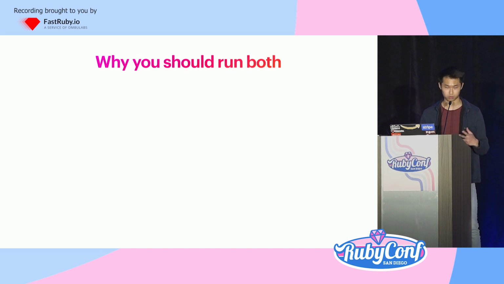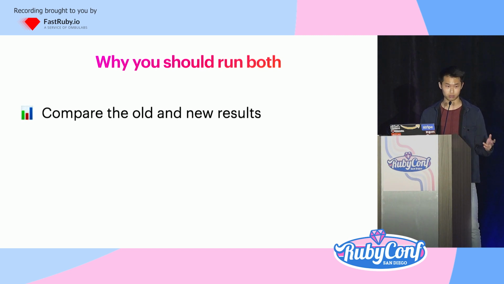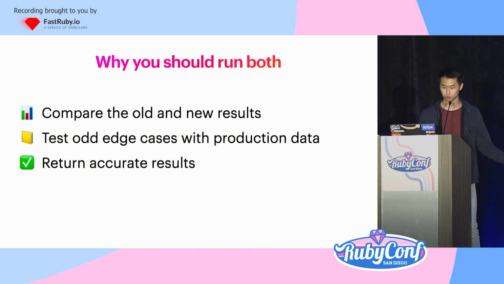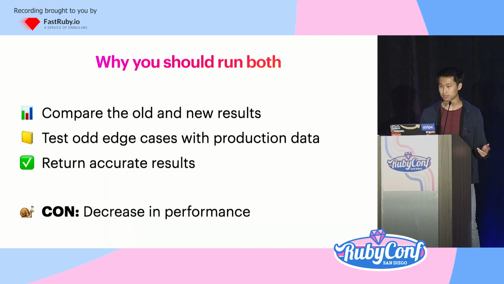So what are some more reasons you should run both? Running both will let us compare the results and have a higher confidence of accuracy. Running both will also let us use production data. Since we're running this in production, we can test weird edge cases, since we have that production data to do so. And last but not least, it'll also give us accurate balance calculations because we're still using that old result, which we know is accurate. However, on the flip side of things, by running both methods, you'll take up more time, so you'll see a decrease in performance and also response times.